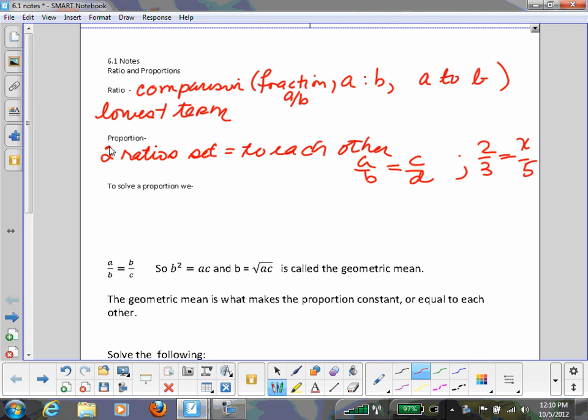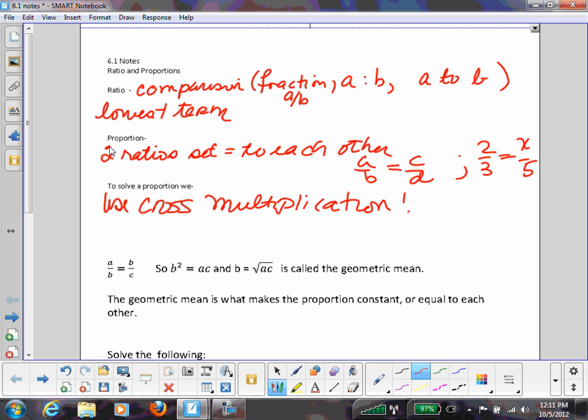So the question that I come up afterwards is, what do we do to solve this? What have we learned from the past that we can use to solve this? Hannah? Yes, we use cross multiplication. Two ratios set equal to each other. Use cross multiplication. All right, so please put ratio and proportion in your note cards.